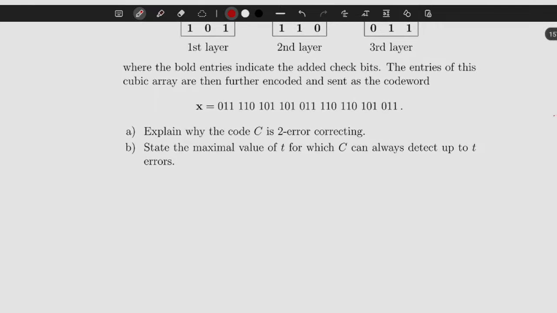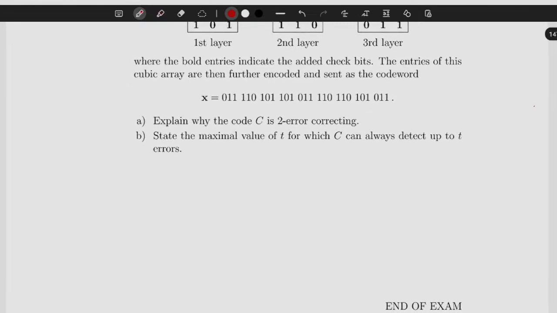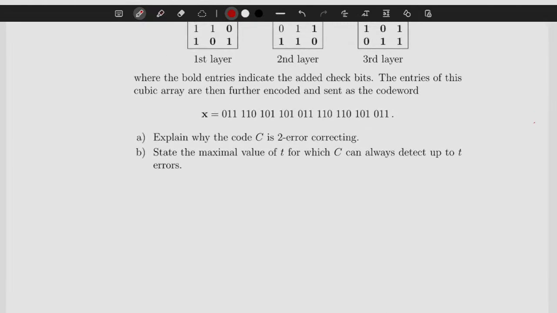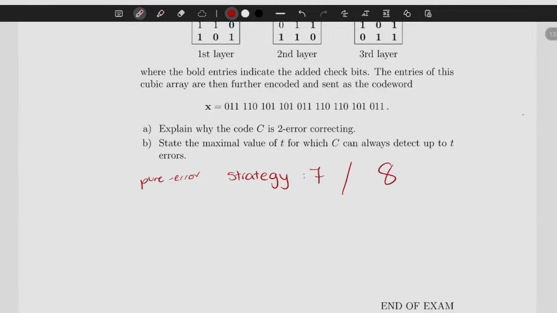State the minimal value of t for which C can always detect up to t errors, right? So, okay. Assuming the pure error detection strategy, so this is in reference to the strategies that we were talking about earlier, but assuming the pure error detection strategy, I did not space that out correctly, t is actually going to end up being 7. And the reason why is we can think about it conceptually. If we just think about how we would detect 8, right? Could we detect 8 errors?